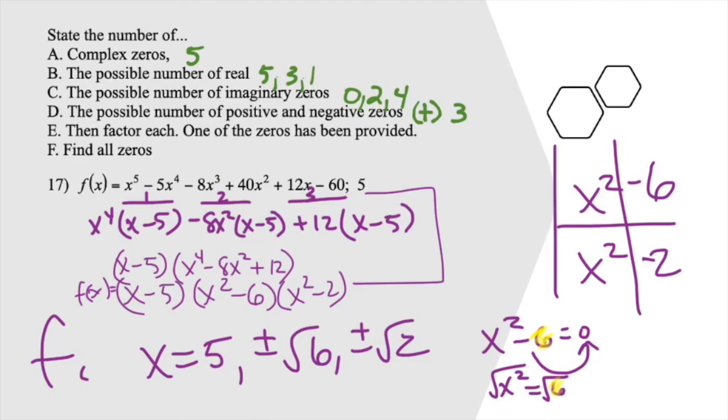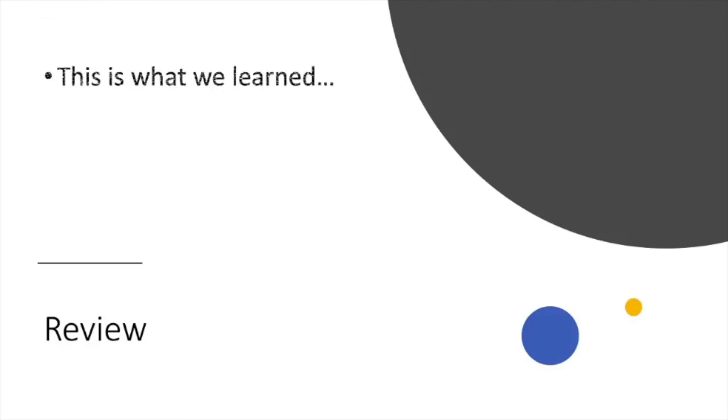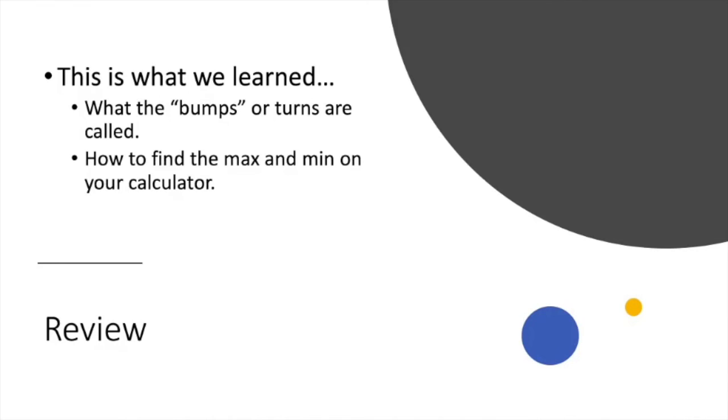Other questions? All right, here we go. Let's see what we've learned today. There's nothing new besides putting those little bits together. What are those bumps or turns called? What do we have a new term for them? Relative max and mins. And we also learned how to find those max and mins on our calculators. Hope that's been helpful.